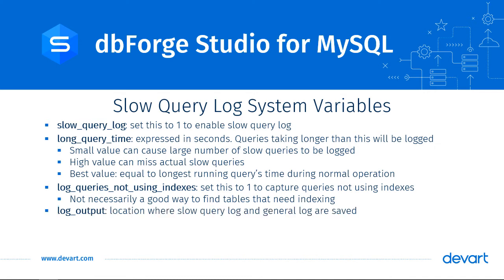Lastly, we have log_output. This variable dictates the output location of the slow query log and the general log. This variable can have 3 values.